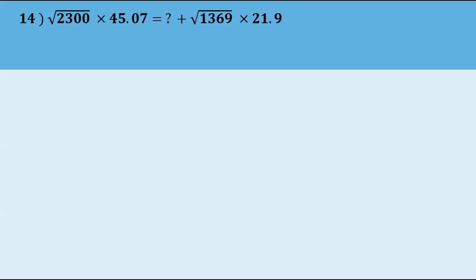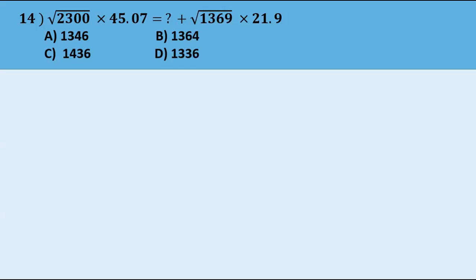Let us look at the last problem which I'll be solving in the series. In this problem, we have square root of 2300 into 45.07 is equal to question mark plus root of 1369 into 21.9. And the options are A 1346, B 1364, C 1436 and D 1336. So let us begin the solution.